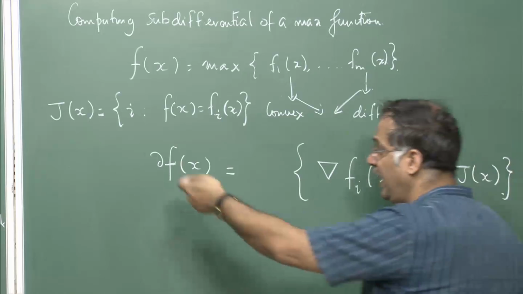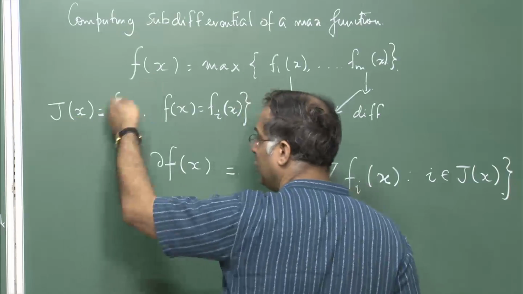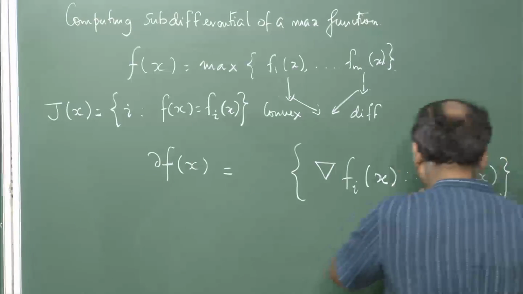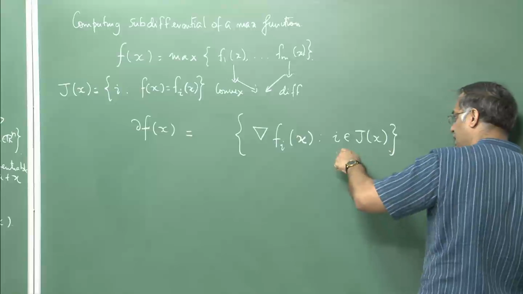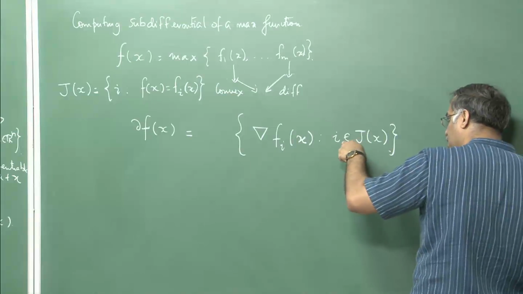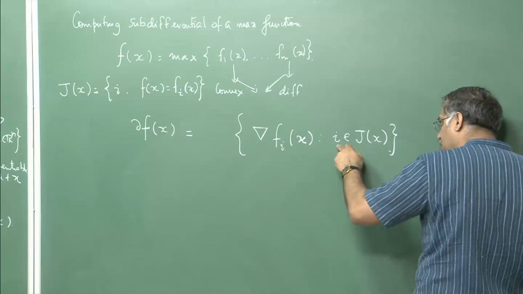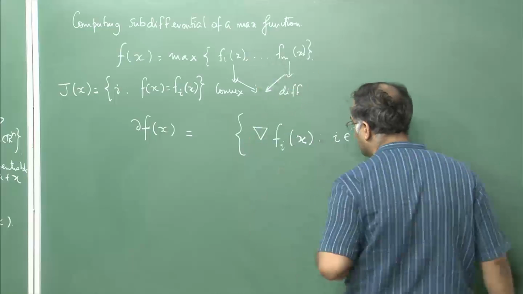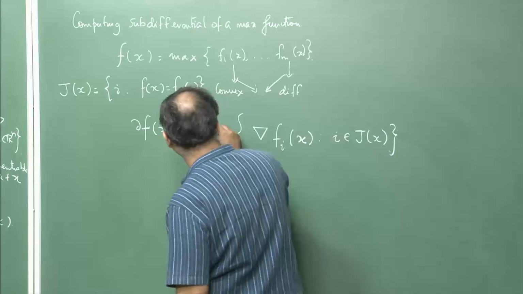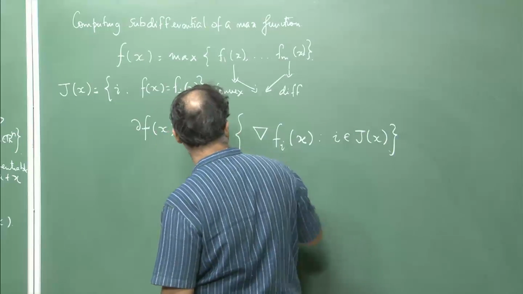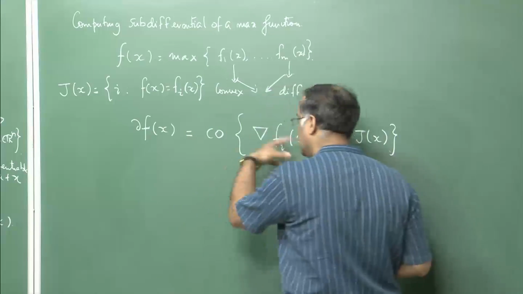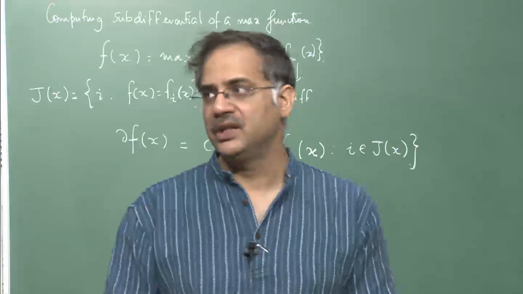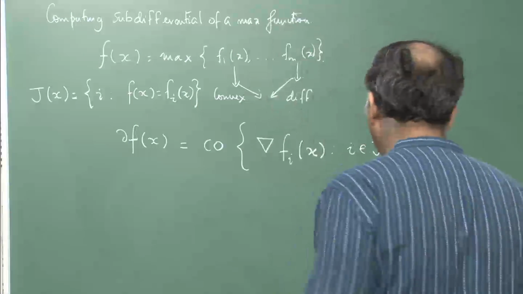So, given an x, a computer program can immediately recognize the set J x, and for that x you just have to consider only those i's which belong to J x, so your computational effort reduces. Then you have to collect those elements and take the convex hull. So, there are only a finite number of elements, so it will be a polyhedral set, a polyhedral compact set.